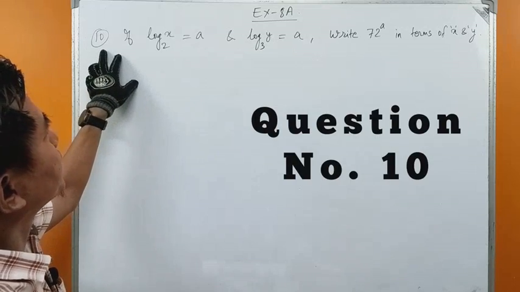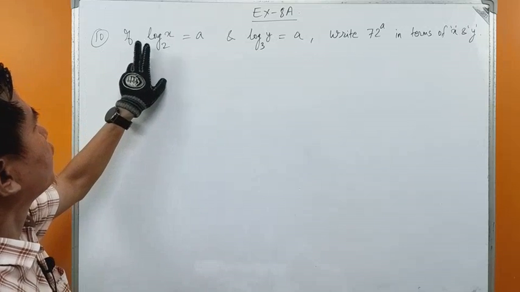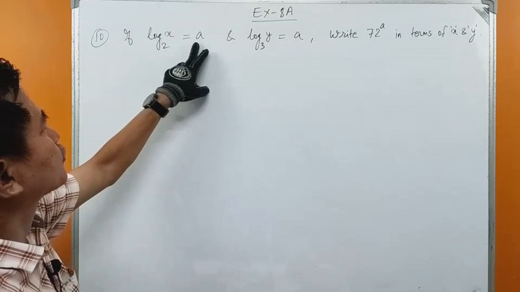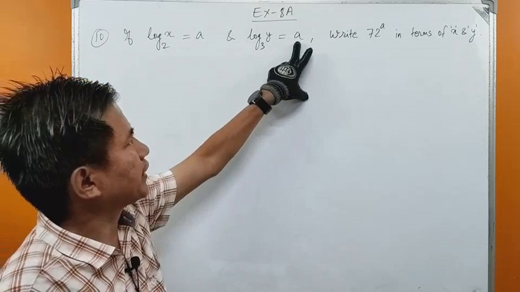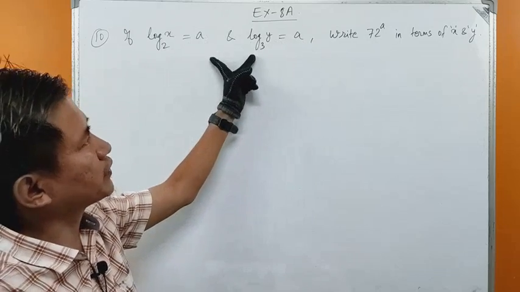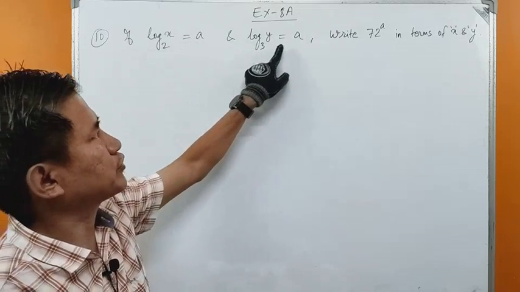This is question number 10. So this is the given condition. If log x to the base 2 equals a and log y to the base 3 equals a, okay, these two are the given conditions. Log x to the base 2 equals a and log y to the base 3 equals a.